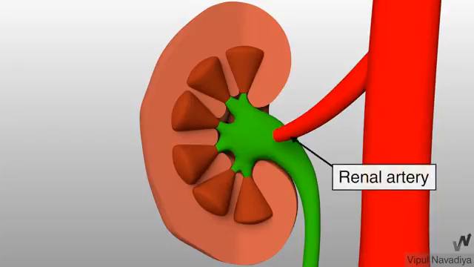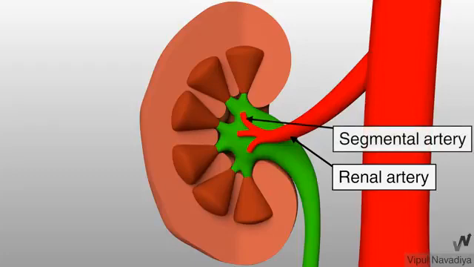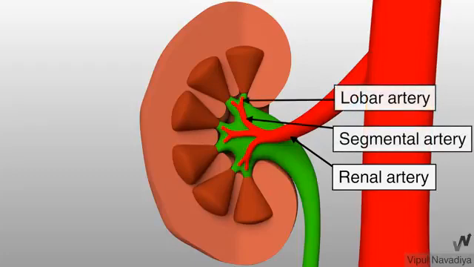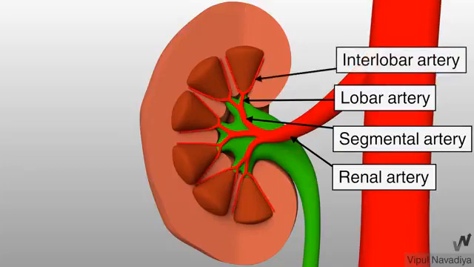Upon entering the kidney, it divides into segmental arteries. The segmental arteries then divide into lobar arteries. Usually there is one lobar artery for each pyramid. Lobar arteries further divide into interlobar arteries which run in between the pyramids.